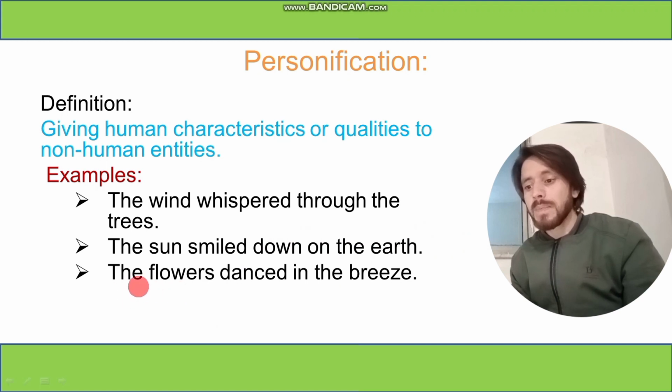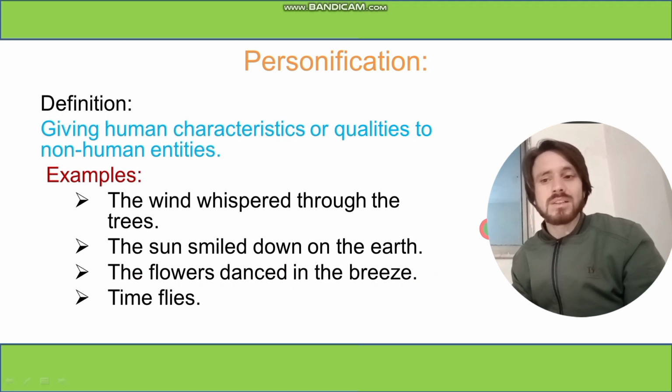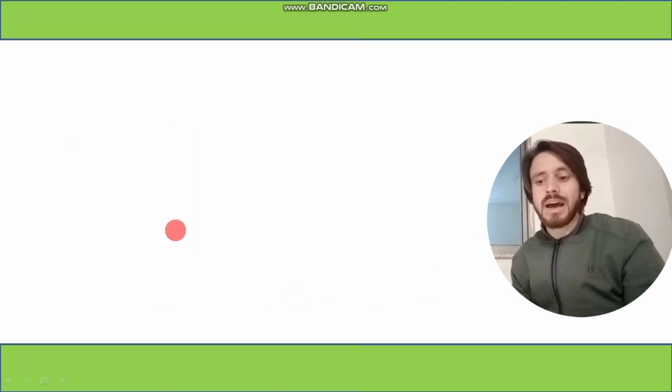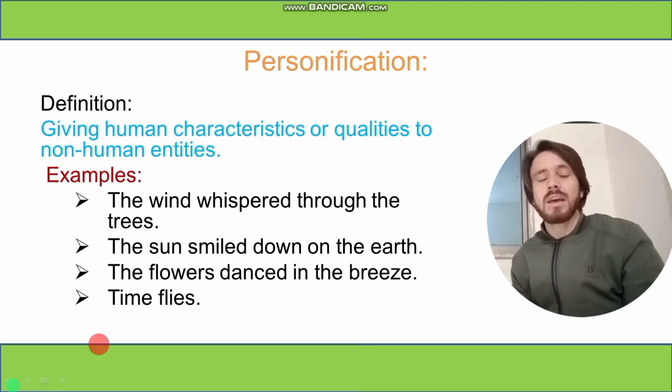The flowers danced in the breeze. Now flowers cannot dance, humans can dance, but the human quality is given to flowers. That's why this is personification. Next is: time flies. Actually, flying is the quality of birds, but time is a non-living thing. The quality is given to a non-living thing.